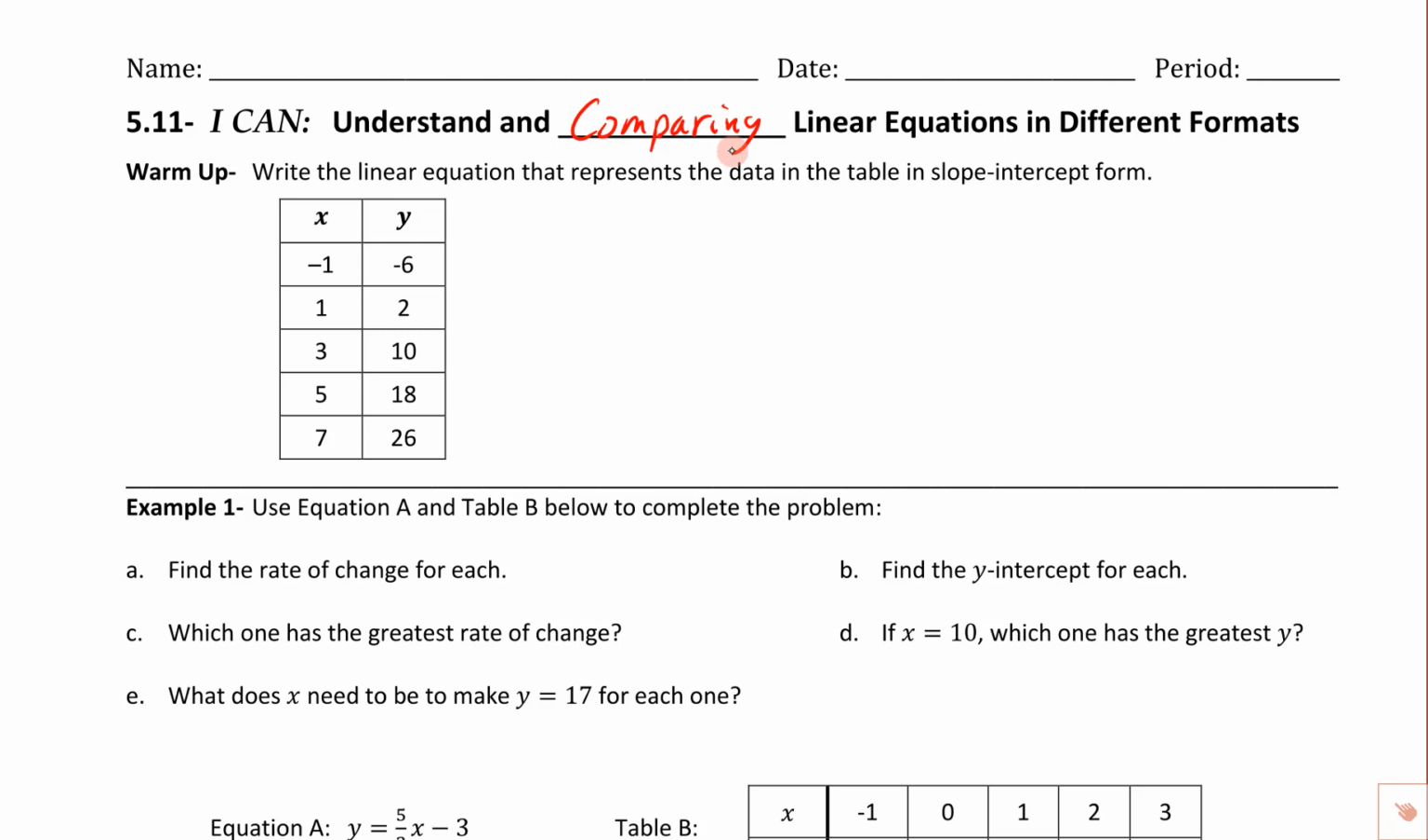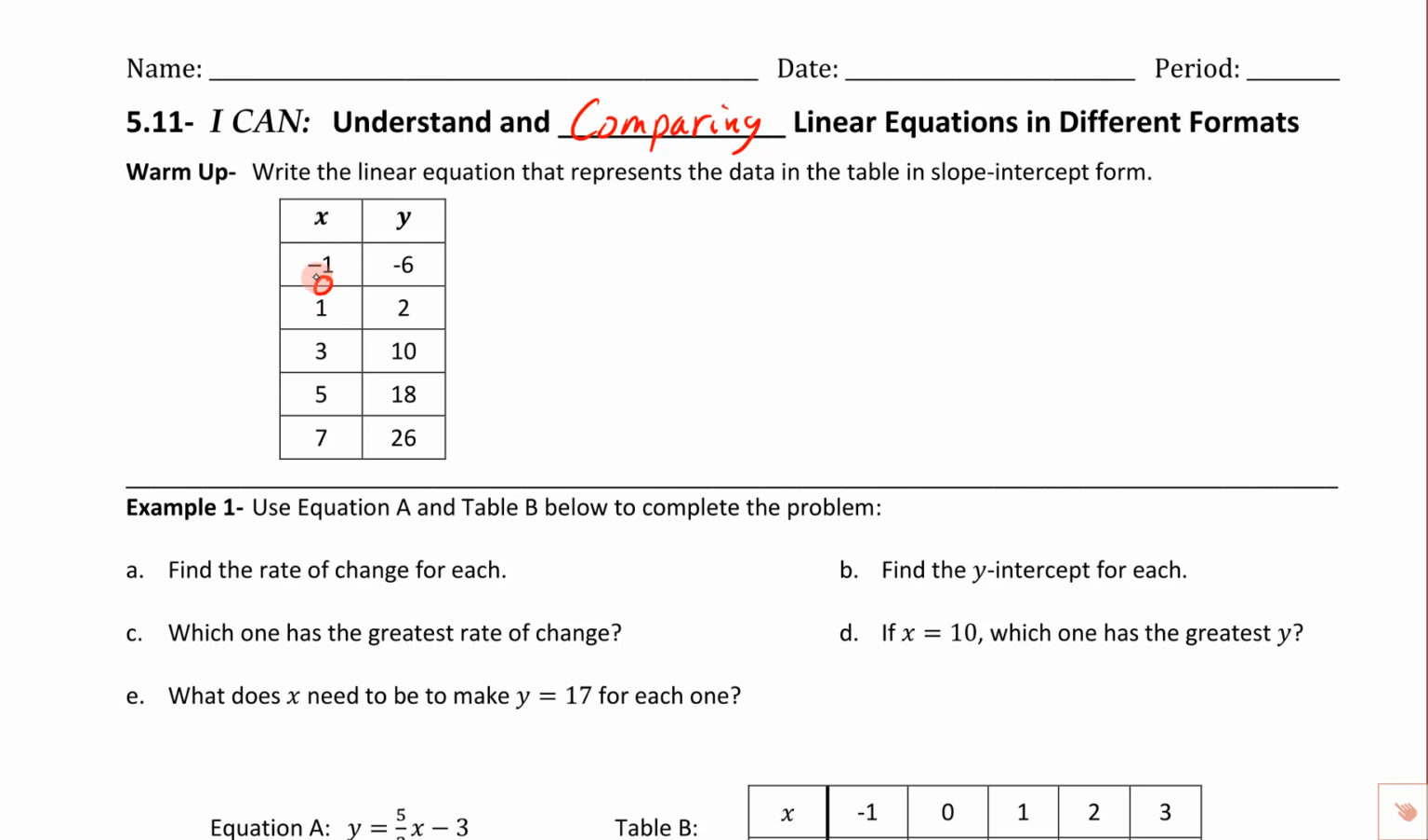So if you take a look at the warm-up question, it says write the linear equation that represents the data in the table in slope-intercept form. This is one of those where we're missing our starting point. Remember, we always need a point and we need a slope, or the rate of change. This one doesn't have that starting point. It doesn't have 0 on it. 0 would be right in between the two of these.